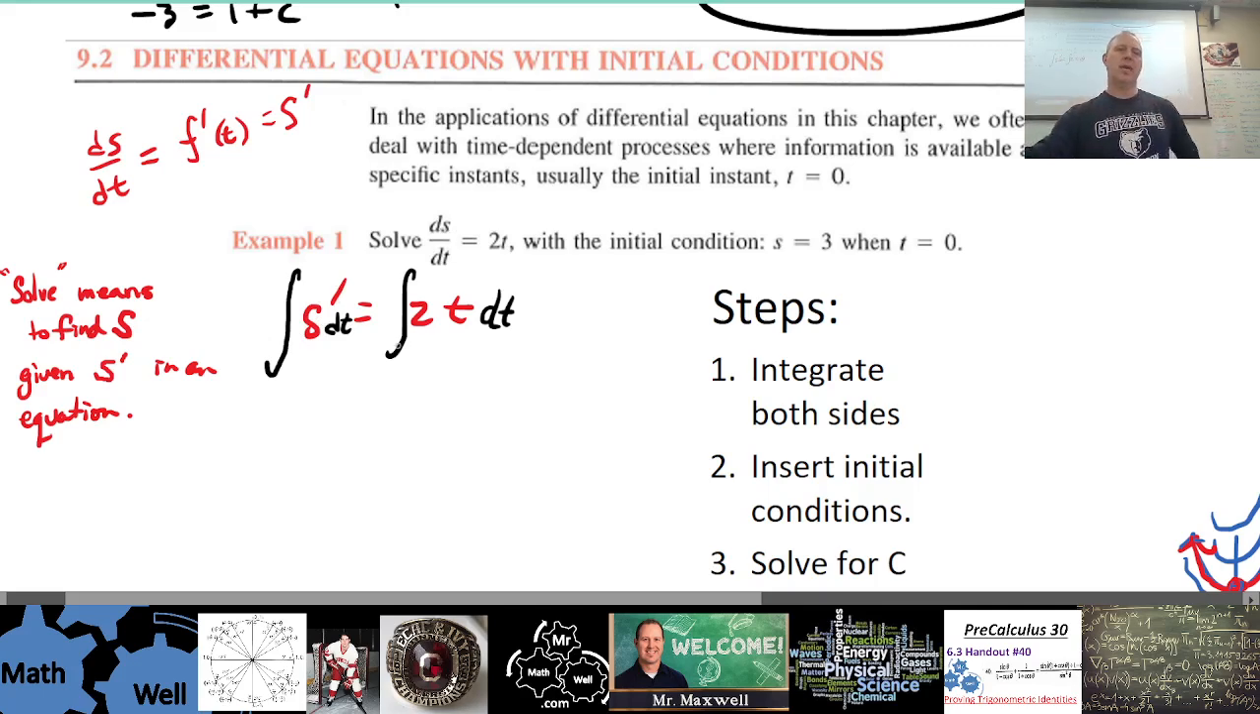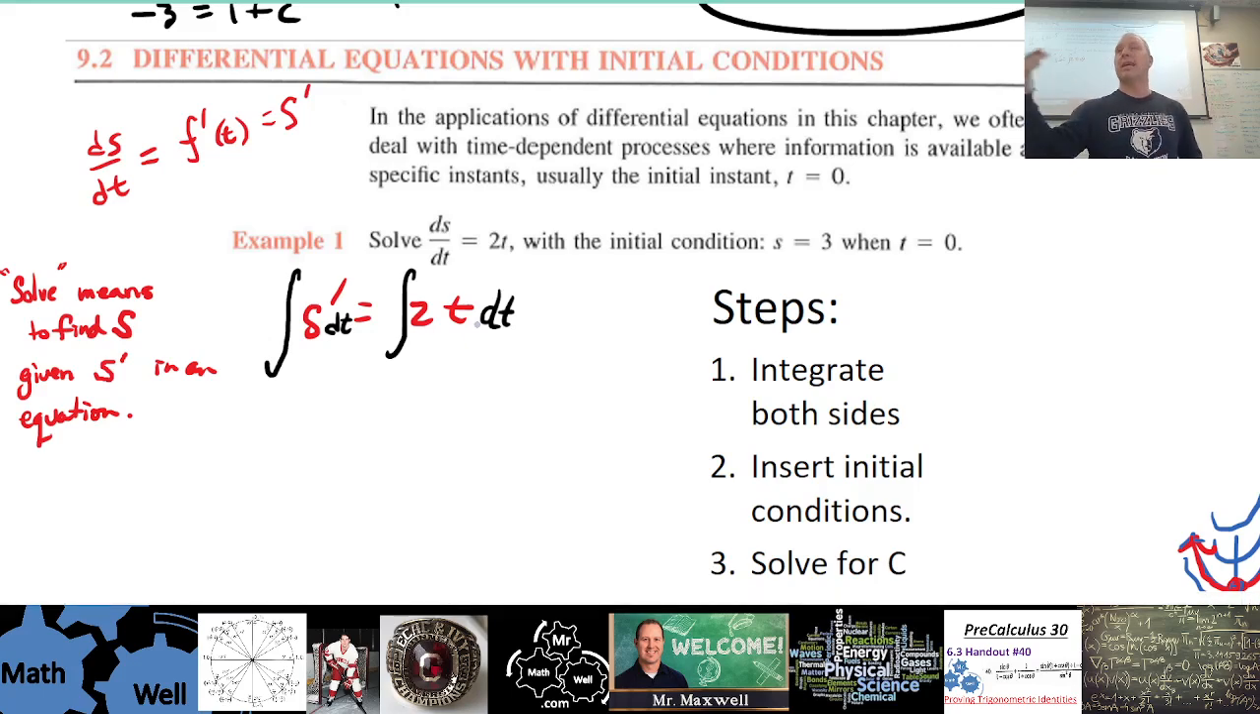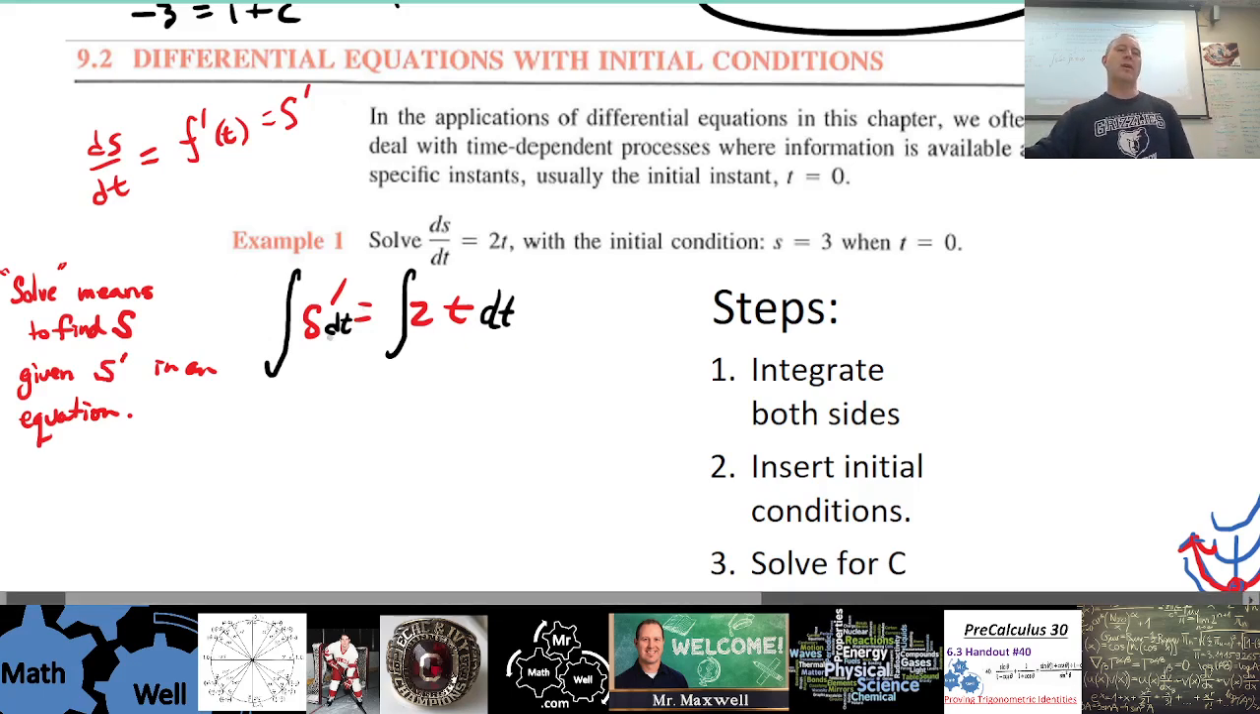Now, when there's going to be other variables involved in the next level, I'm going to tell you how to separate those. That's going to be separable differential equations. That's next lesson. Okay. So right now you should just have one variable. You get the s prime by itself.